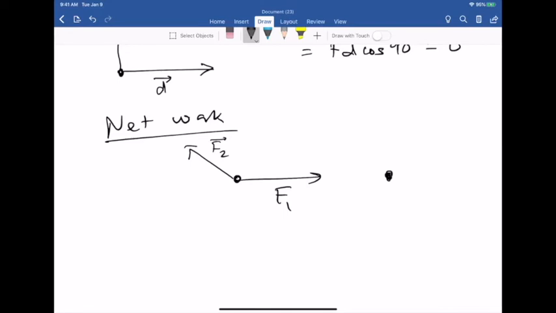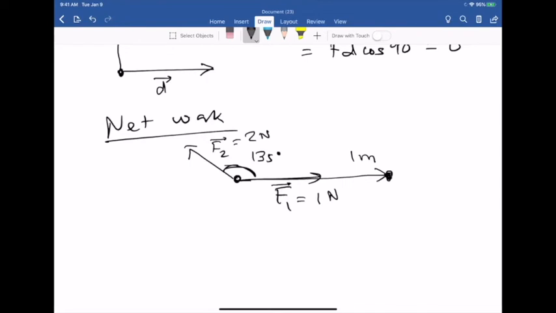So let's just look at an example. Suppose this angle is, I don't know, 135 degrees maybe, and this displacement is 1 meter, and let's say F1 is 1 Newton, F2 is 2 Newtons. Okay. All right. So what is the net work?